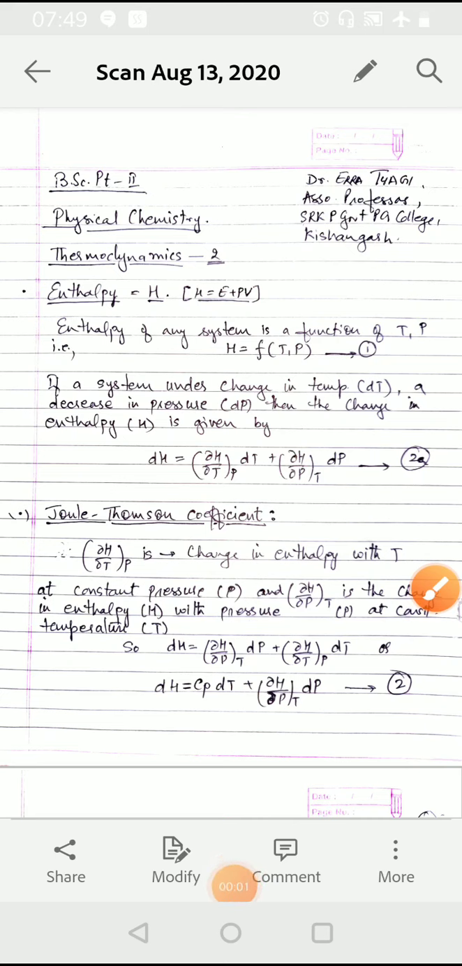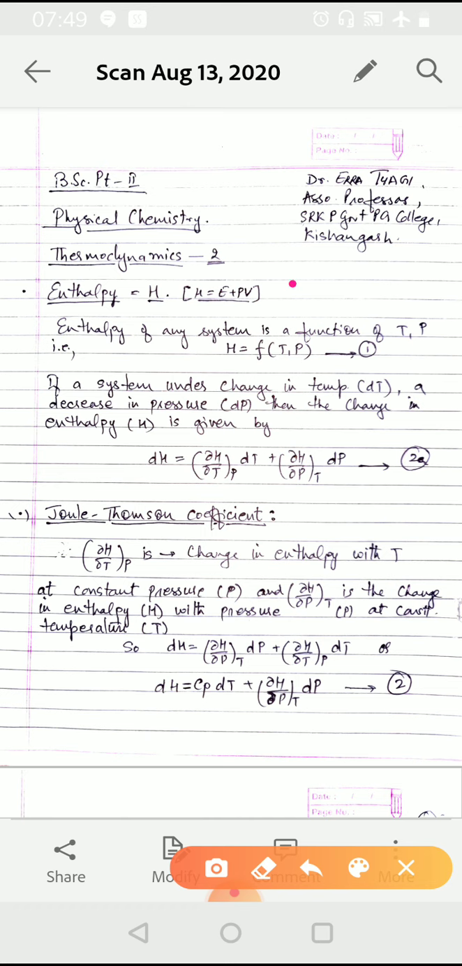In continuation of the last video on thermodynamics of BSc Part 2 Physical Chemistry, in this video we will continue with enthalpy. Now what is enthalpy? Enthalpy is mathematically H = E + PV, where E is the internal energy of the system, whereas PV is the energy contained in the system that is available to do work, and the total of these two is the total heat content of the system known as enthalpy.